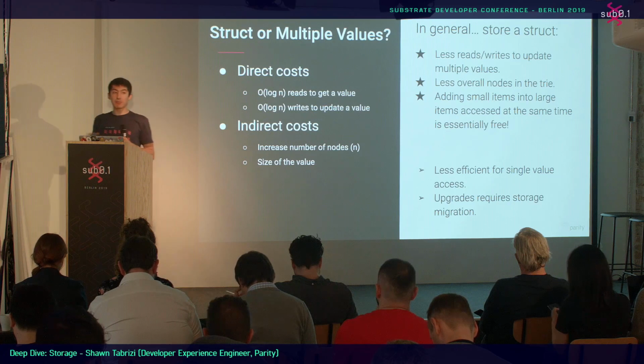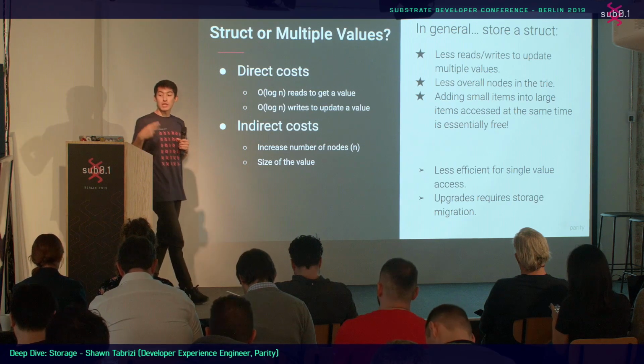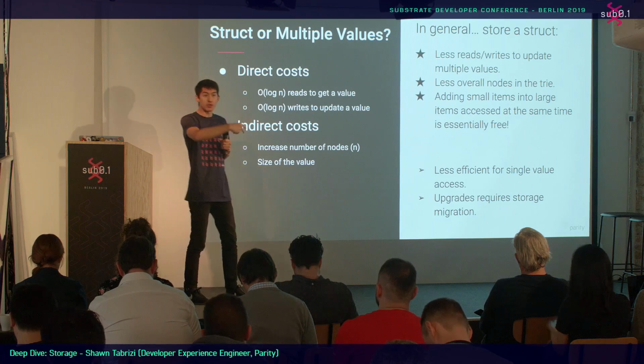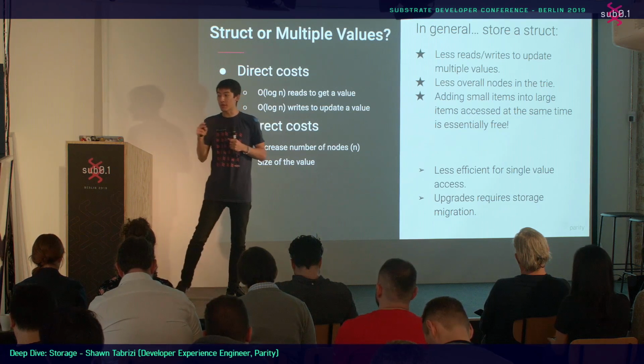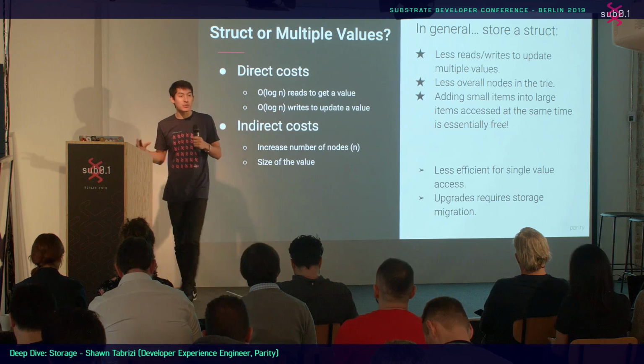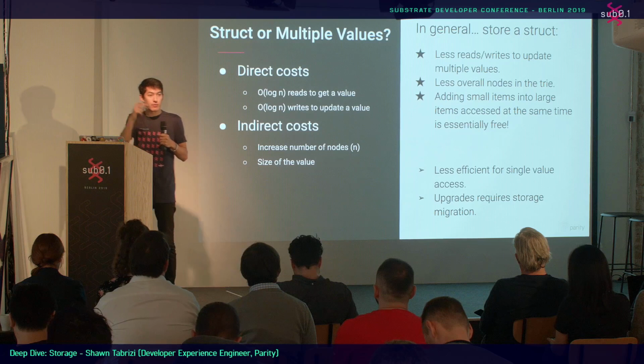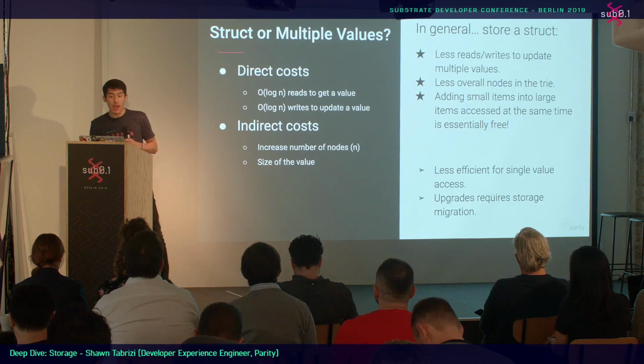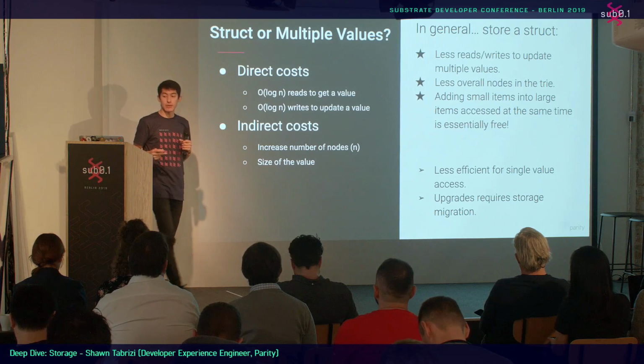So in general, the best practice is to store a struct if you can. We know it will cause fewer reads and writes to update multiple values, especially if these values are all used together. Adding small items into large items when they're accessed at the same time is basically free in terms of read operations. And of course, you create fewer overall nodes in the tree.